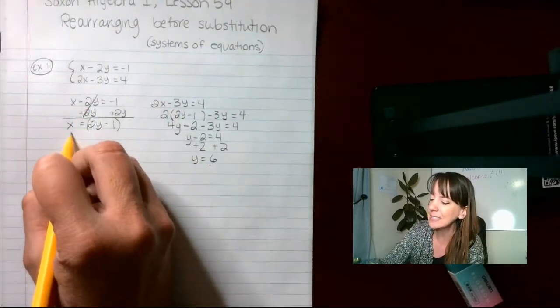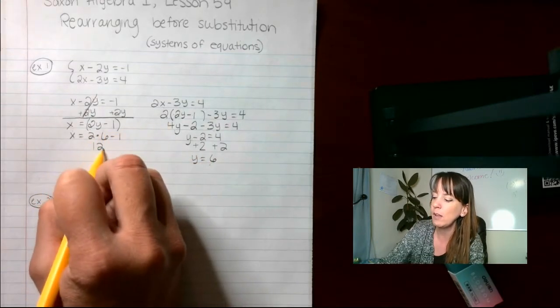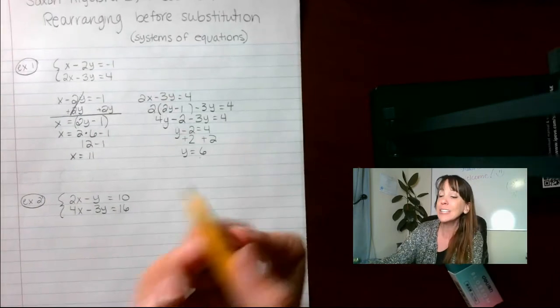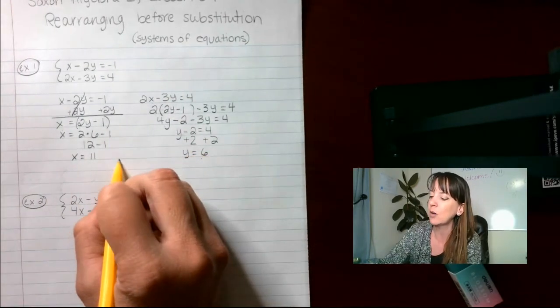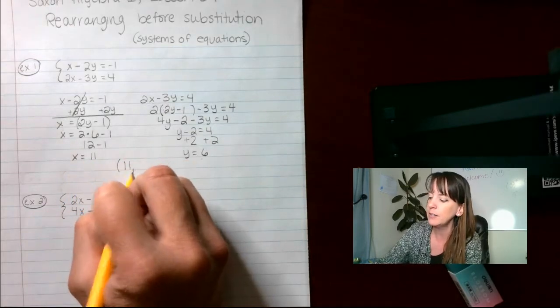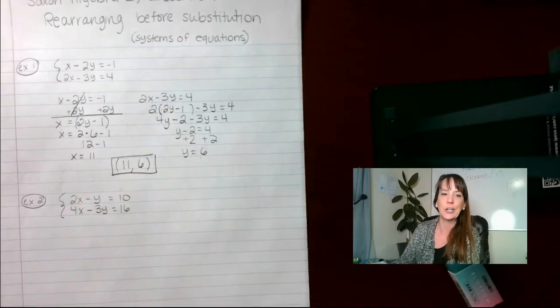Yes, now that I have y, you take that information and you plug it back in over here. We've got x equals 2 times 6 minus 1, which would give me 12 minus 1, which means x equals 11. So my answer, you always write your answer as a coordinate pair. So you're going to write it with your x first, 11, and your y next, 6. This is your answer, okay?